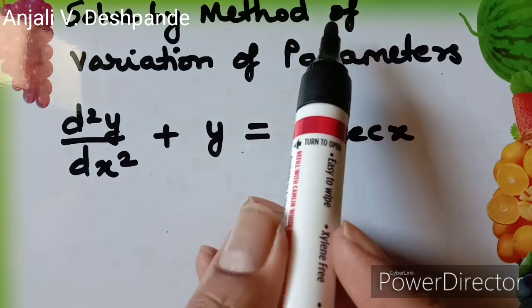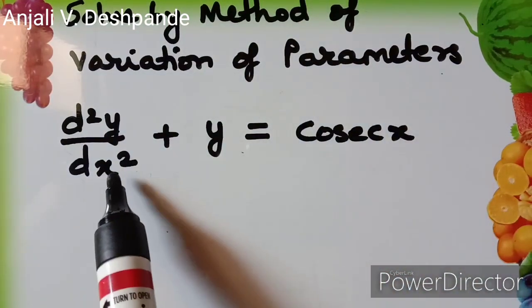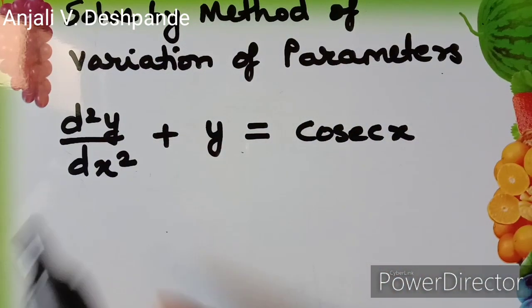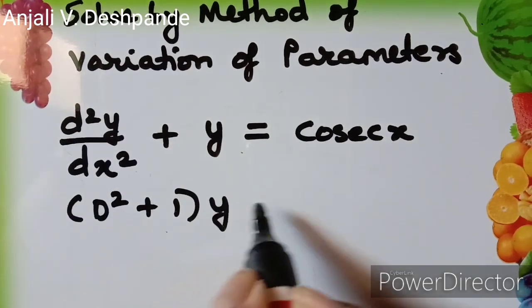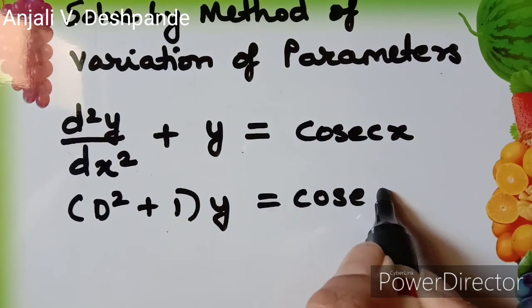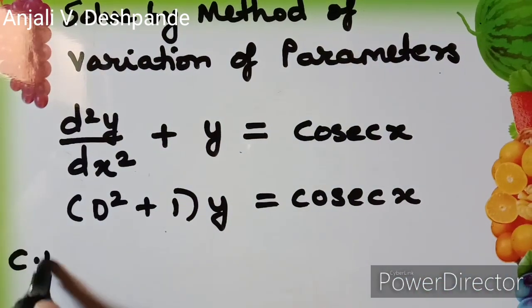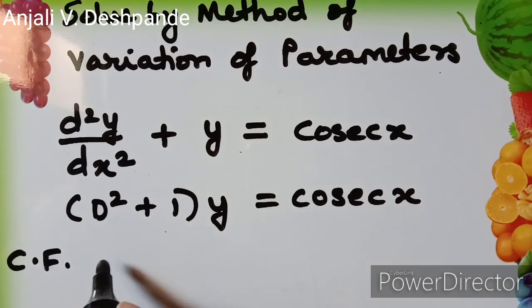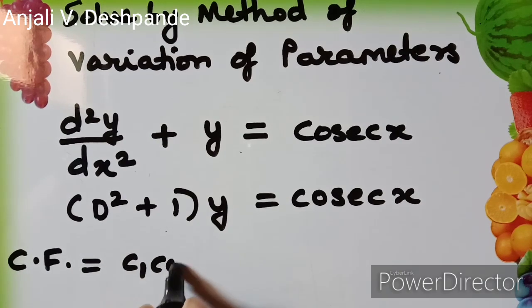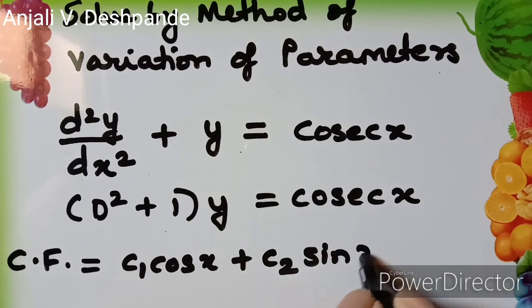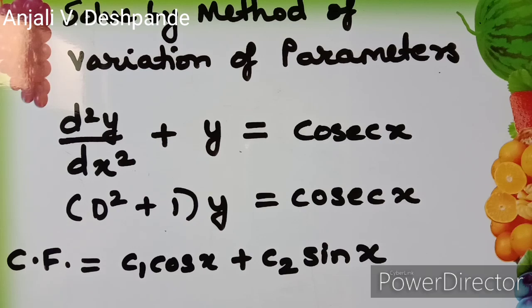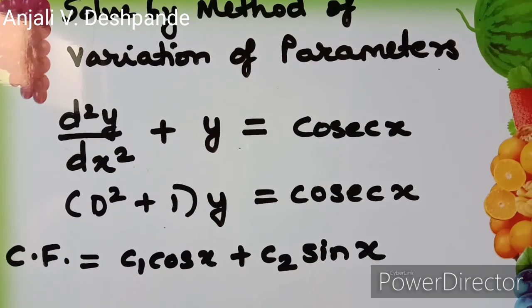You have to solve by the method of variation of parameters this given differential equation. So we will just write it as usual in this form: (D square plus 1)y is equal to cosec x. Now the CF of this equation is C1 cos x plus C2 sin x. So please do go back to the video on the complementary functions and just once again see why this is the CF of the particular differential equation.